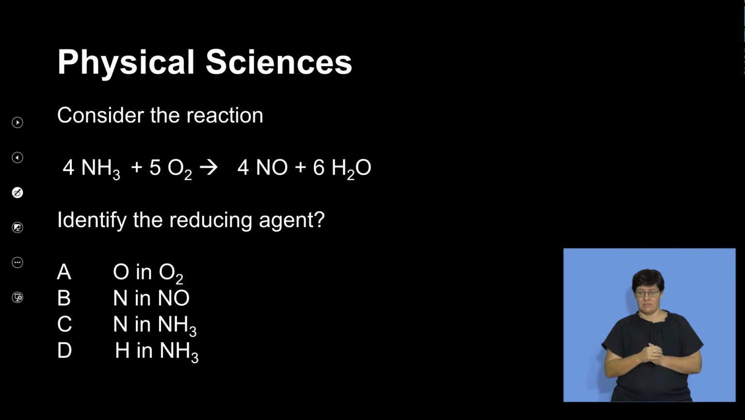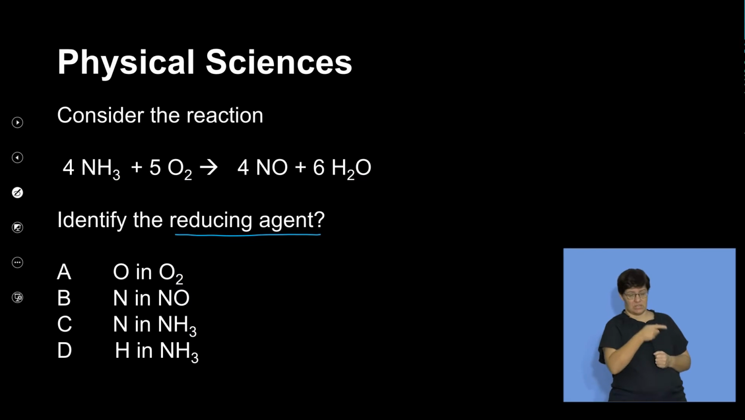Okay. And then in the follow-up question, with the very same equation of reaction, identify the reducing agent. What is a reducing agent? It's a substance that undergoes oxidation. So let's keep track in terms of the oxidation numbers. Now, we agreed that nitrogen in ammonia is -3, right?